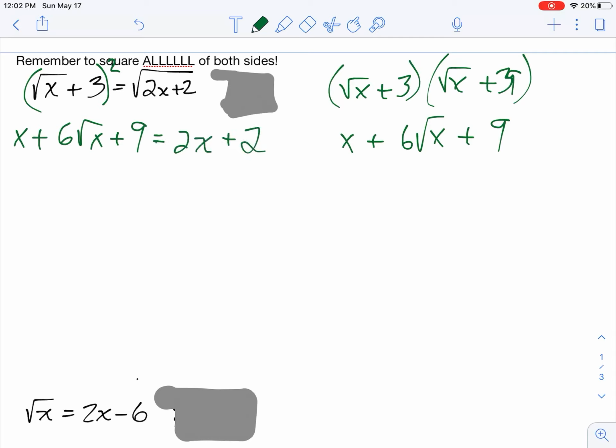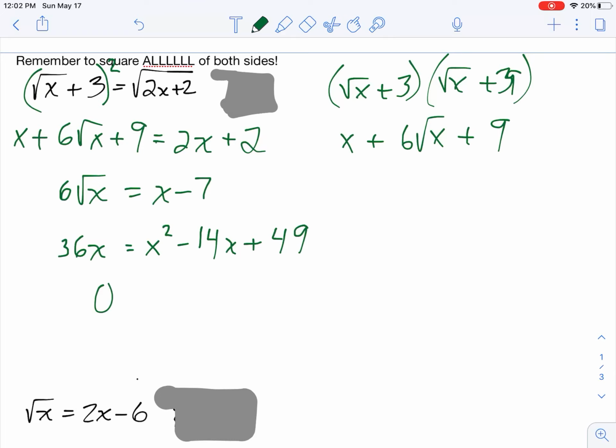My 2x plus 2 is just going to pop out there. Let me at least just isolate my irrational. So I'm going to subtract 9, and I'm going to subtract an x. Okay, so I subtracted an x, I subtracted a 9. All right, now I'm going to square both sides because I don't feel like dividing by 6 and then squaring both sides. So I'll just say 36x equals, don't forget to properly FOIL this binomial.